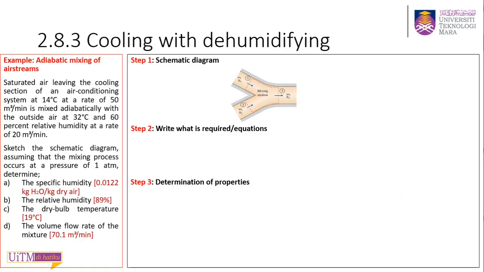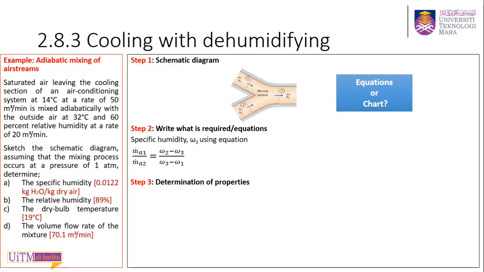Now, let's look at the example for this process. Feel free to pause to read and understand the question properly. For step 1, please try to draw the schematic diagram for this process. Now, since the air pressure for this question is 180 m, we can use the psychrometric chart to determine the properties of air later. For step 2, to determine the specific humidity at state 3, we will use the ratio equation from the previous slide.